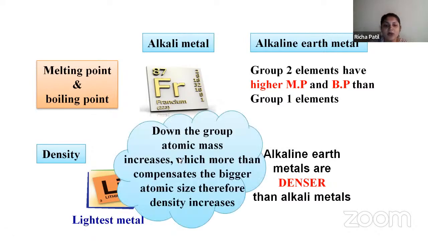As you go down the group, what will happen? The atomic mass increases, which more than compensates the bigger atomic size. Therefore, density also increases. As you go down, atomic size increases, and as a result, density also increases.